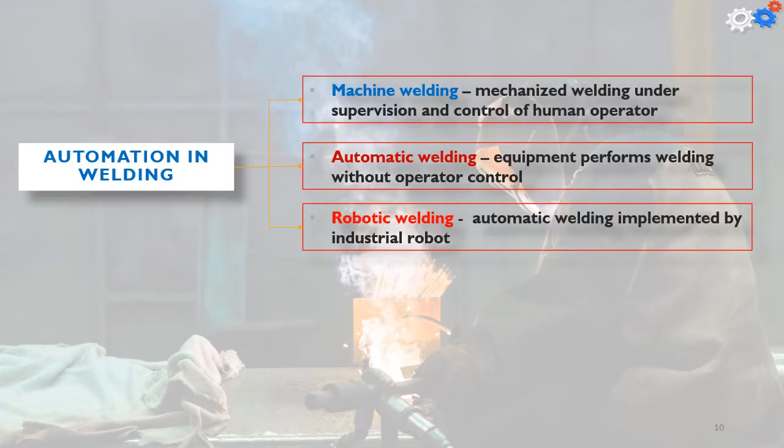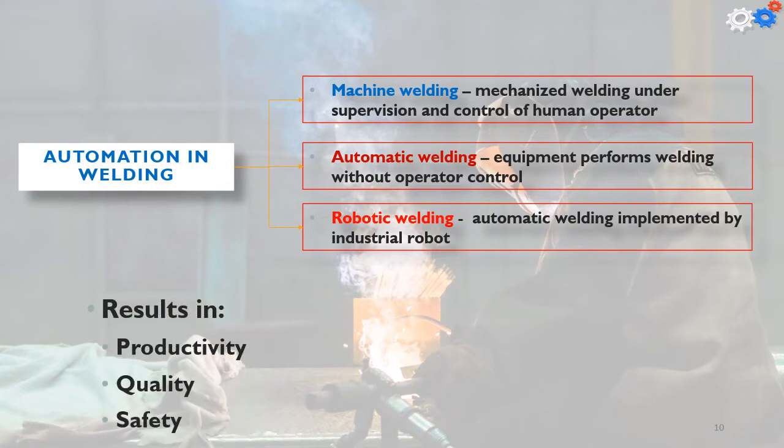Automation is possible in welding and is classified into three main types: machine welding, automatic welding, and robotic welding. Automation in welding will result in higher productivity, better quality, and more safety for the workers.